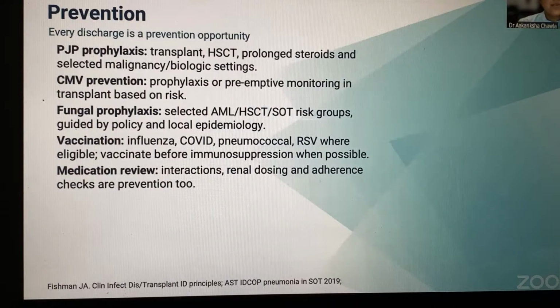And always review your patient's medication because there can be drug-drug interactions. The patient may require renal dose modification and adherence checks. Prophylaxis always requires adherence checks, which is also a part of prevention.